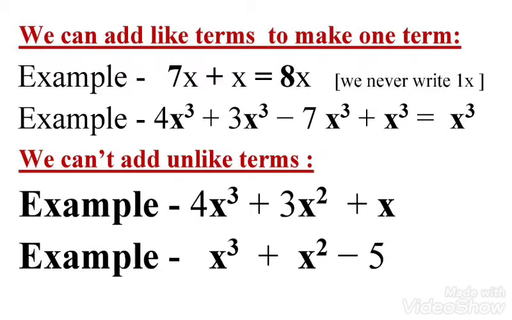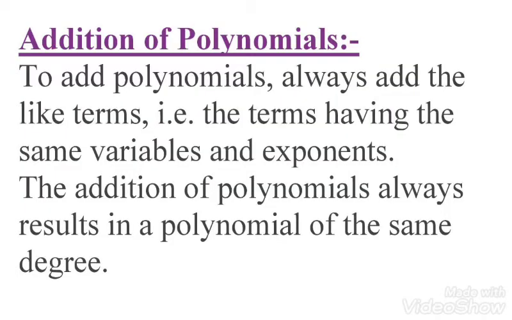Now, addition of polynomials. To add polynomials, we always add the like terms. That is the terms having the same variables and the same exponents. The addition of polynomials always results in a polynomial of the same degree. In some cases it is different also, but here we see to add polynomials we always add the like terms, that is the terms having the same variable and same exponents.